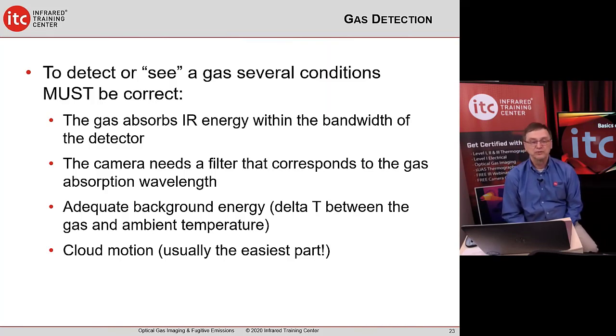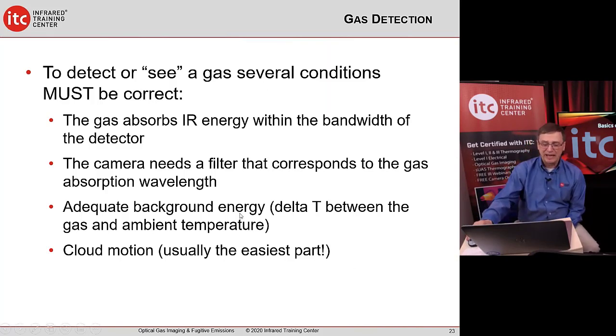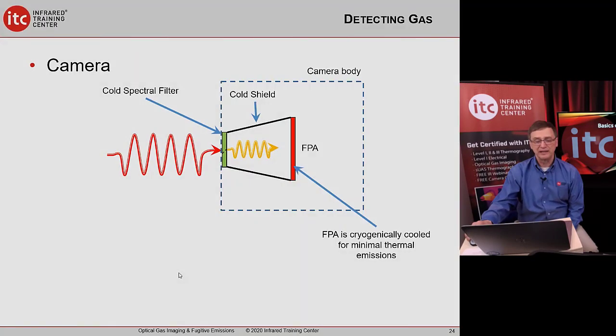A common question is, why do we have so many different cameras? Well, there are many different gases to look at, and their absorptions are not all the same. But we also need, again, adequate thermal background and cloud motion. The cloud motion is usually the easiest part, because these gases are either lighter or denser than air, so they'll either rise or sink.